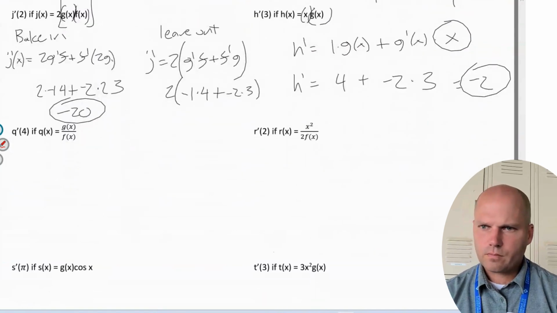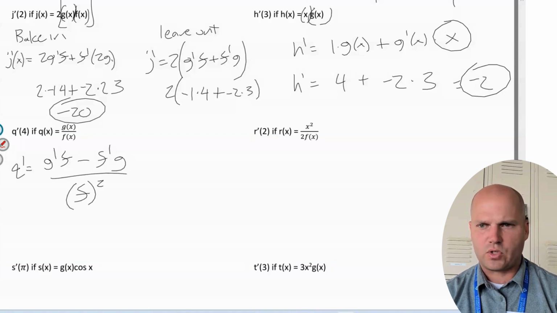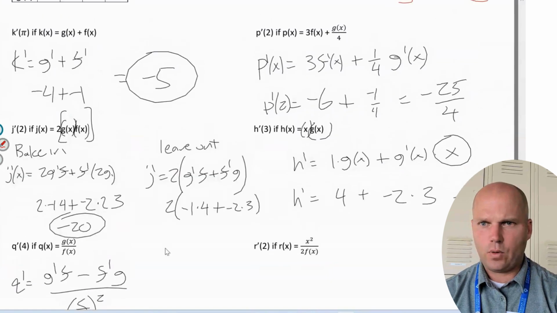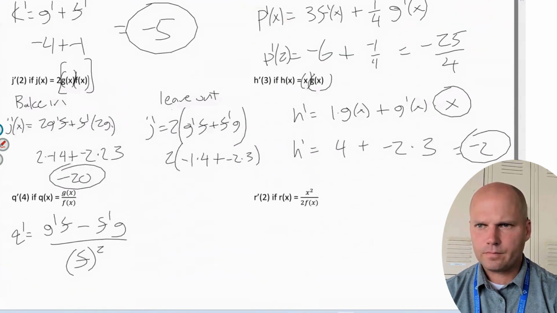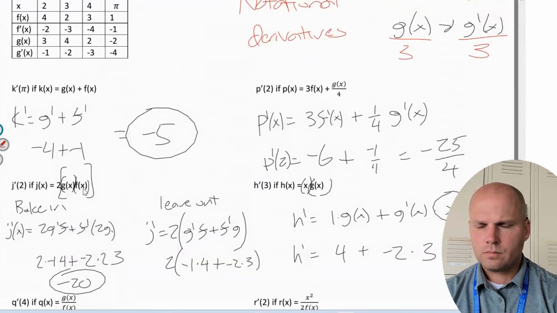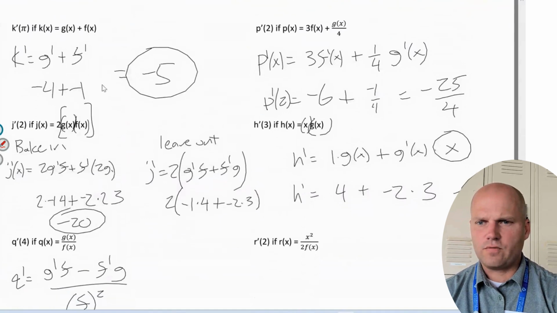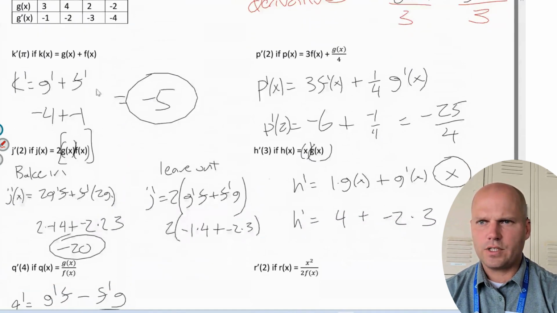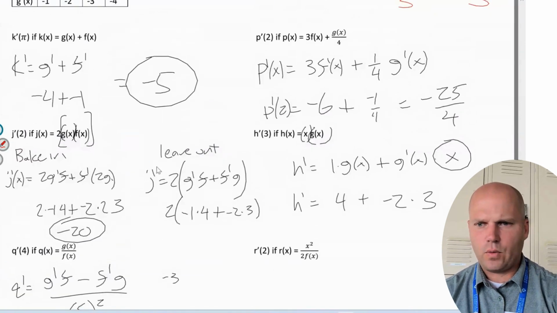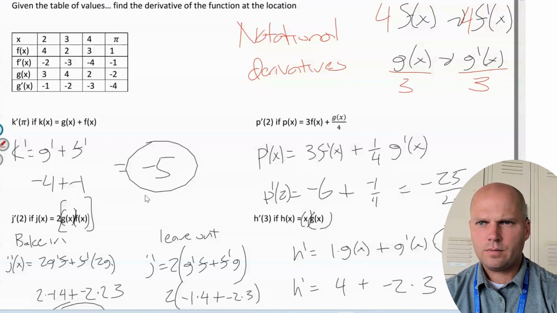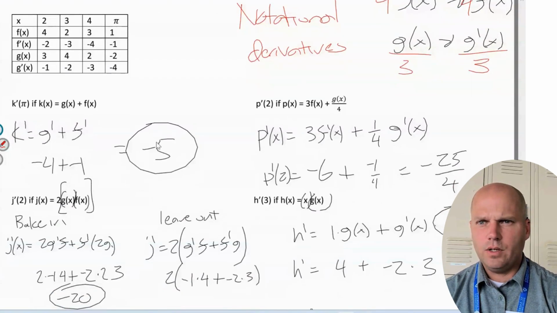Quotient rule. Slopes of g times f minus the slopes of f times g, all over f's y value squared at 4. Slopes of g at 4 is -3. F at 4 is 3.